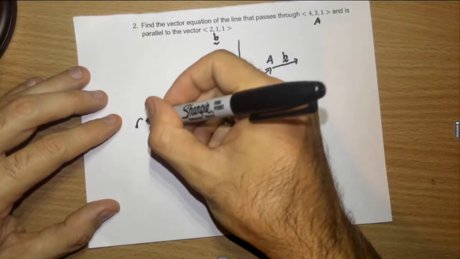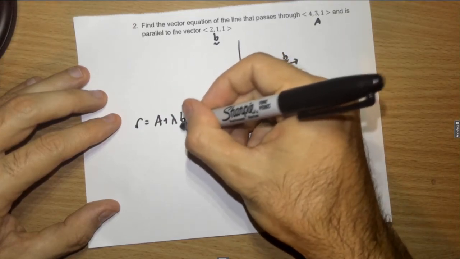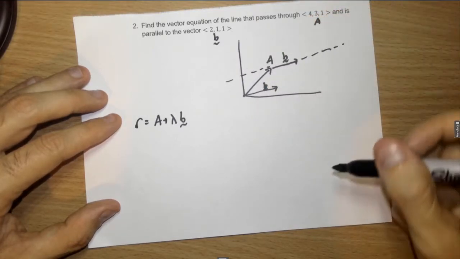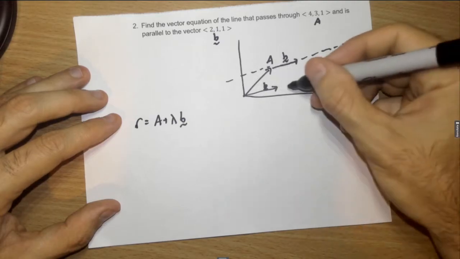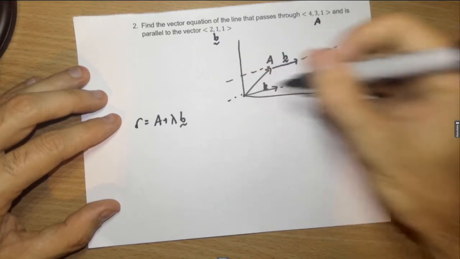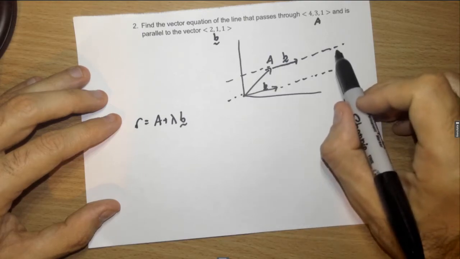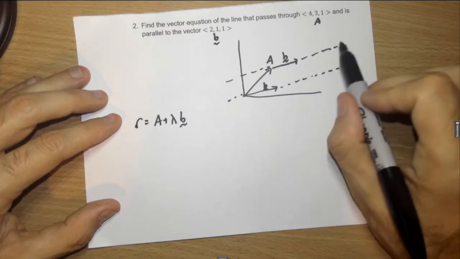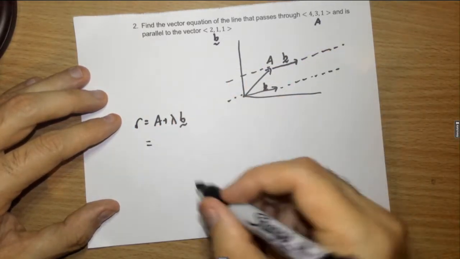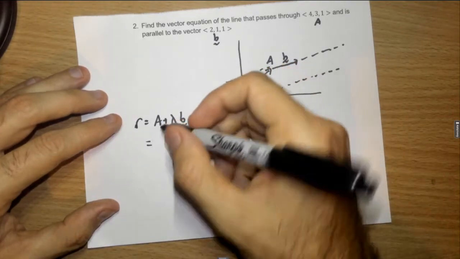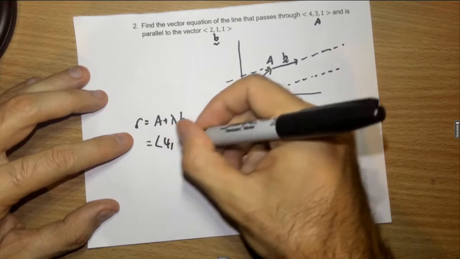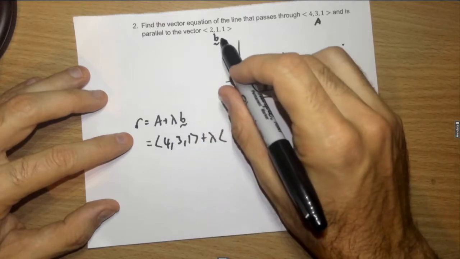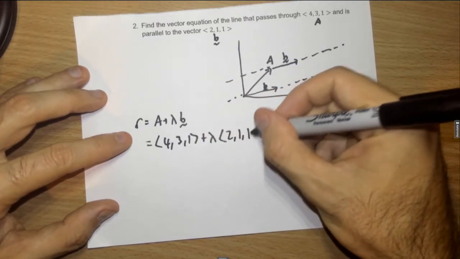Now, if we do r equals A plus lambda B, what we have is the line going through A in the direction of B. And obviously this line is parallel to this line over here, because they're both traveling in the same direction. Parallel lines travel in the same direction, they never cross, they're the same distance apart at every point on the line. So this is quite an easy question because they've given us all the information. So we've got A, so we're going to write this as 4, 3, and 1 plus lambda, and we know the direction is going to be the same as direction B, so it's going to be 2, 1, and 1.